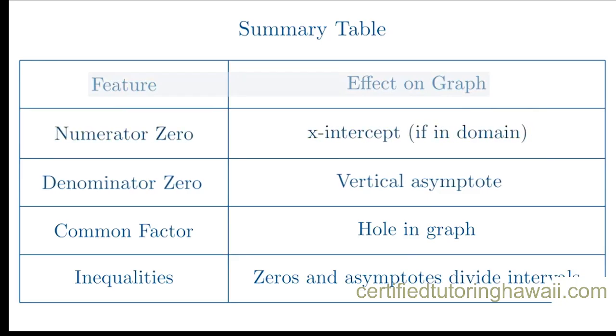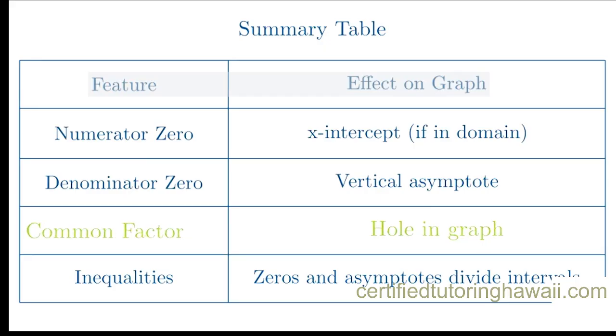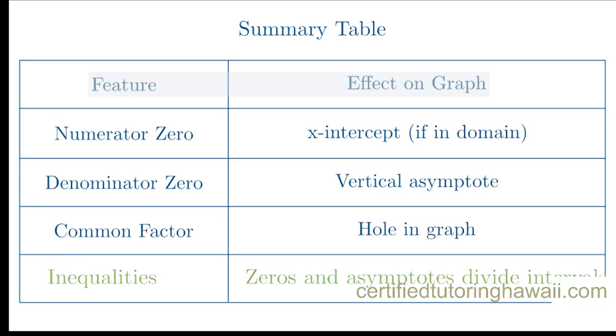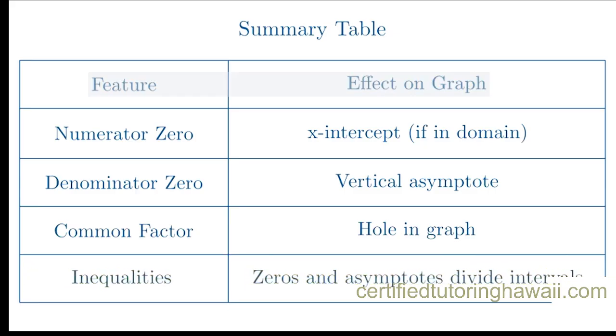Second, a 0 in the denominator that is not a common factor. This creates a vertical asymptote, a line that the graph approaches but never touches. Third, a common factor in both the numerator and the denominator. This results in a hole in the graph, a single missing point. Fourth, when solving inequalities, both zeros of the numerator and denominator act as boundary points on the number line, dividing it into intervals that we must test.